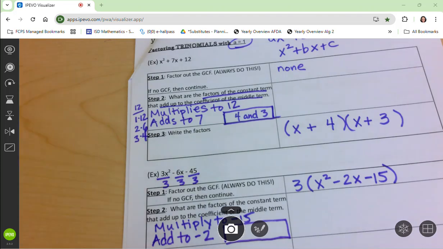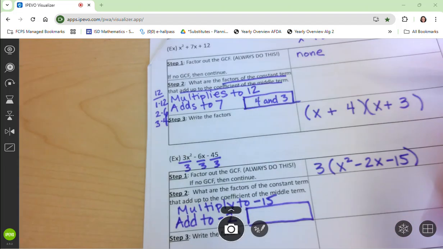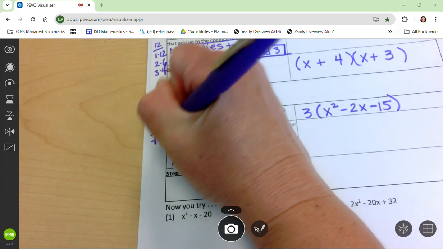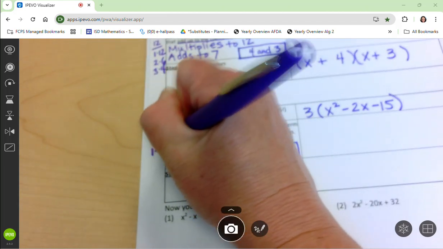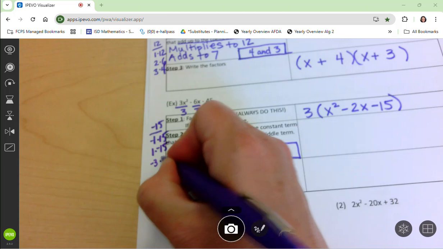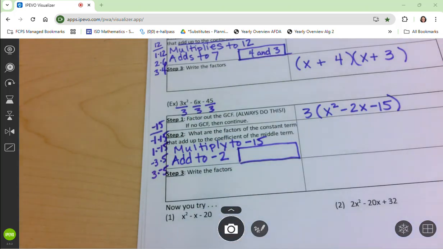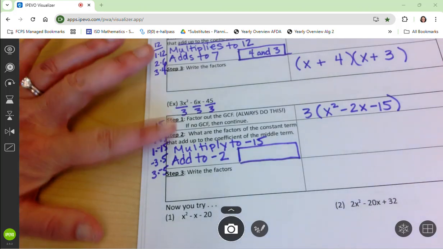And when it's negative, it's tricky because it could be negative 1 and 15, or it could be 1 and negative 15. Make my little list over here. It could be negative 3 and 5, or it could be 3 and negative 5. You can use your calculator to add those and see which ones add to negative 2. If you think you have them, check with your neighbor, see if they agree. Agreed. All right, I can already tell it's not going to be these two.